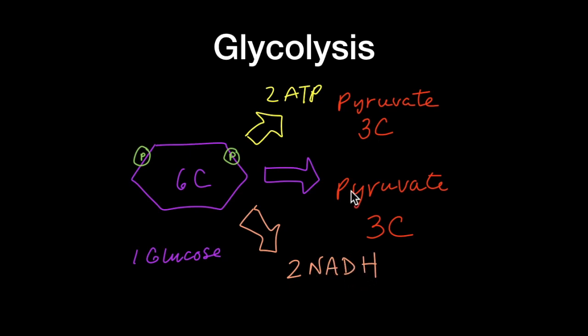So again, overall products of glycolysis: take a sugar, break it in half. We got 2 pyruvates, which are each 3-carbon. We got 2 ATPs, that's net again, and we have 2 NADHs. So these are 2 electron carriers.